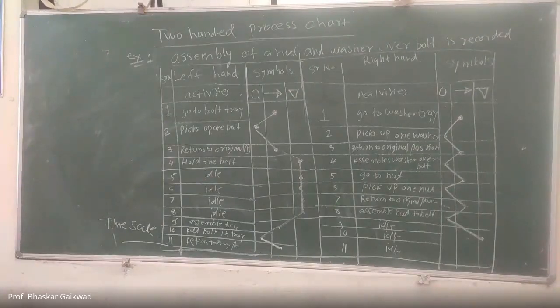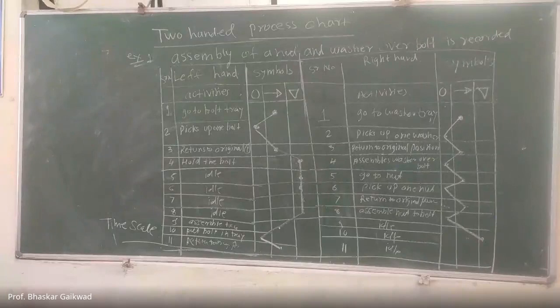We can make use of both hands for the assembly purpose, then working efficiency and effectiveness of the work will improve, cost reduction will be there, downtimes will get reduced. This is what the two-handed process chart indicates. And we can use this type of chart whenever repetitive work is there in industry. Repetitive work means assembly is actually repetitive work. So whenever these repetitive works come into the picture in industry, we always have to use this two-handed procedure.